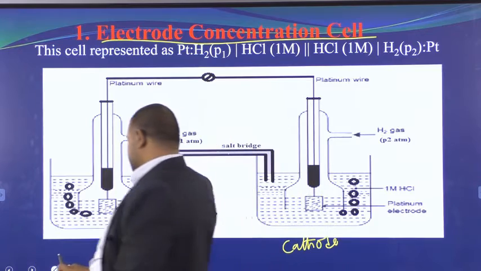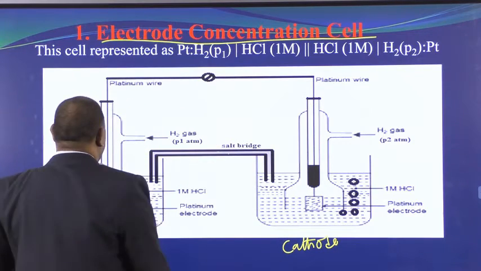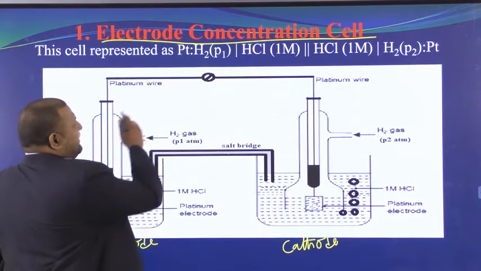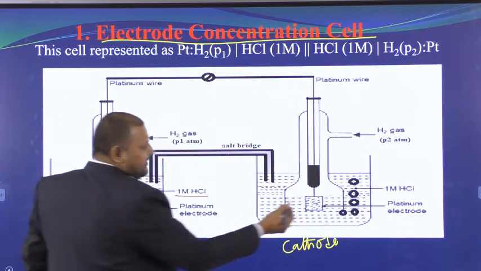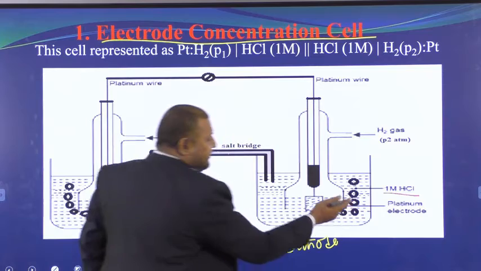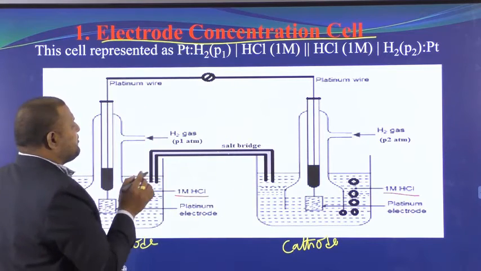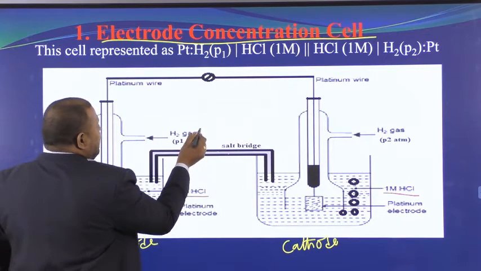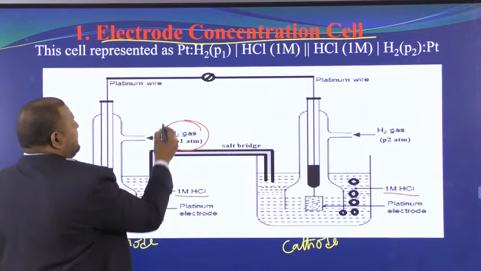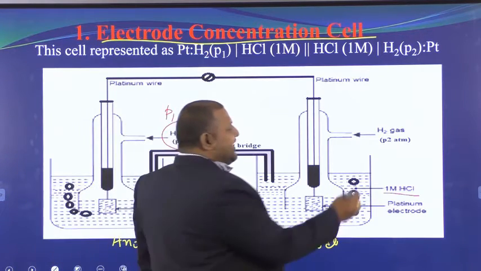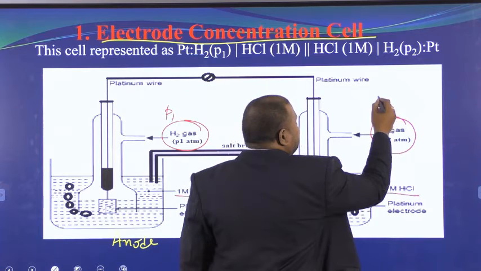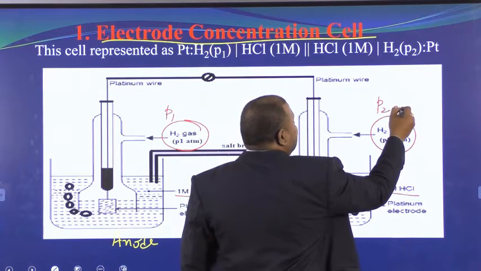Now see the difference. All is the same. Here 1 M HCl, here also 1 M HCl. Here a platinum electrode, here a platinum electrode. The only difference is here hydrogen gas at pressure P1, and here hydrogen gas at pressure P2 atmosphere.